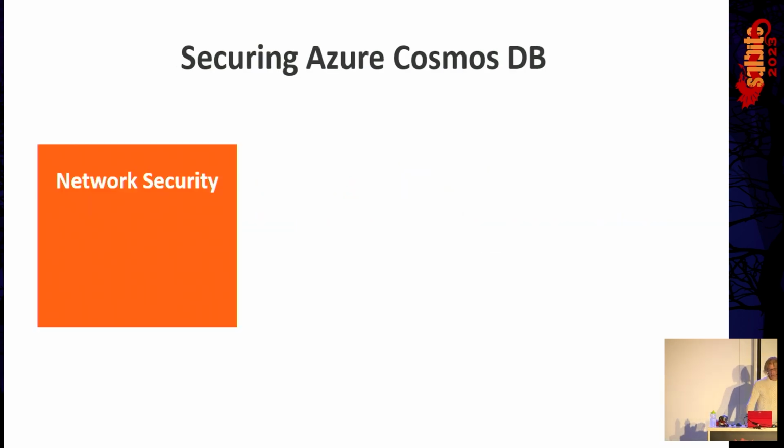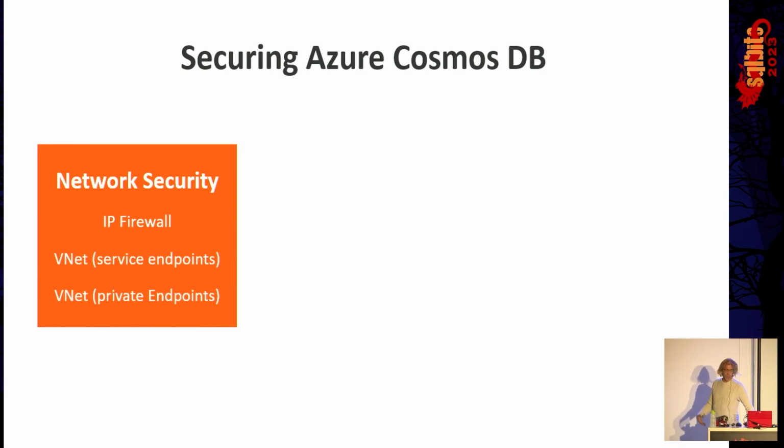So let's dive right in. There are 3 parts here that we'll talk about. We're going to talk about network level security using the IP firewall or VNets, and with the VNets you can use service endpoints, which are public, or private endpoints to really get Cosmos to be locked down.